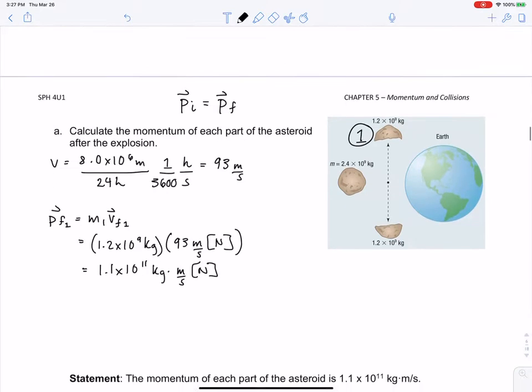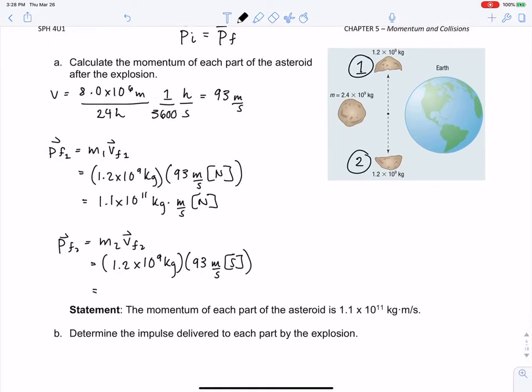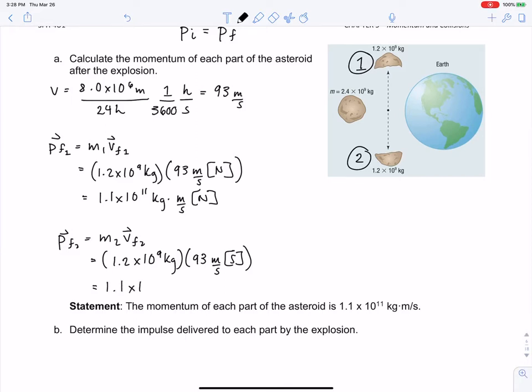We can do the same for asteroid half number 2. We can find the final momentum for asteroid half number 2. Mass number 2, final velocity number 2. They are equal halves, so they have the same mass, 1.2 times 10 to the power of 9 kilograms. This time with a speed, again, of 93 meters per second, but directed south. Punches into our calculator, and we end up with the same magnitude for the final momentum, but in an opposite direction, this time south.